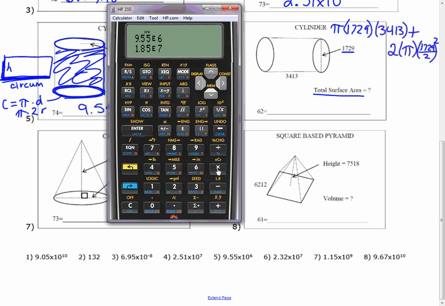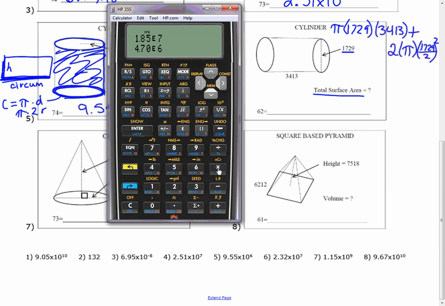So again, I'm going to start with pi, yellow pi. We need to multiply it by 2, so 2 times. And then we've got to handle everything that's in that squared part. So we'll do 1729 enter, 2 divide. We want to square that, so blue x squared. And then we want to multiply that by that 2 pi that we already have in there. So we'll hit times. So that's going to be the area of those two circles.